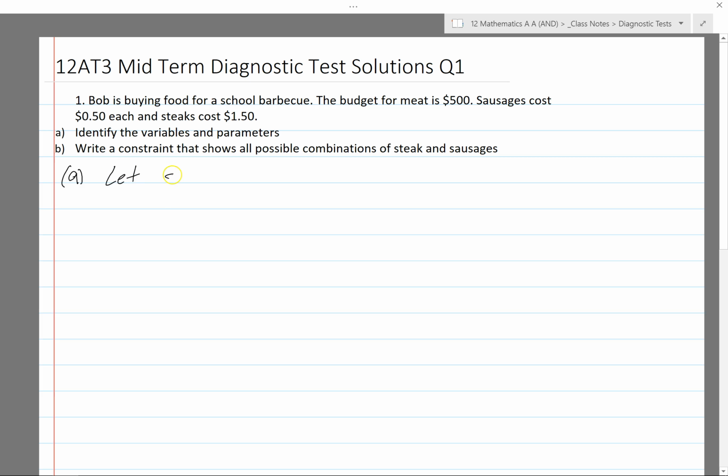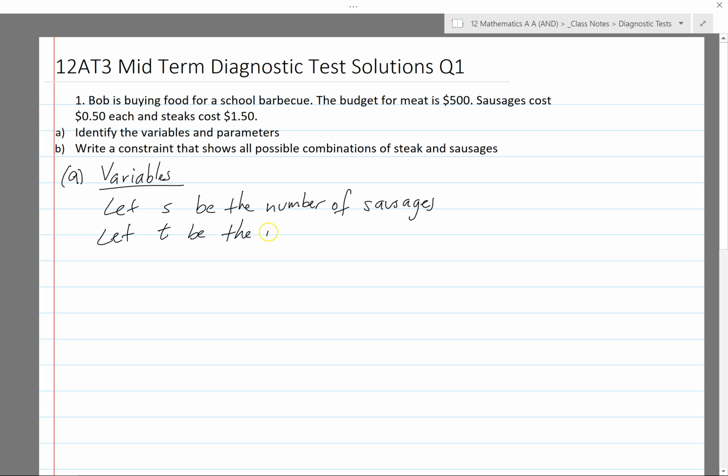So, under the heading variables, let S be the number of sausages. And let T be the number of steaks. I also need to find what the parameters will be. So the parameters is basically getting all the information from the question.